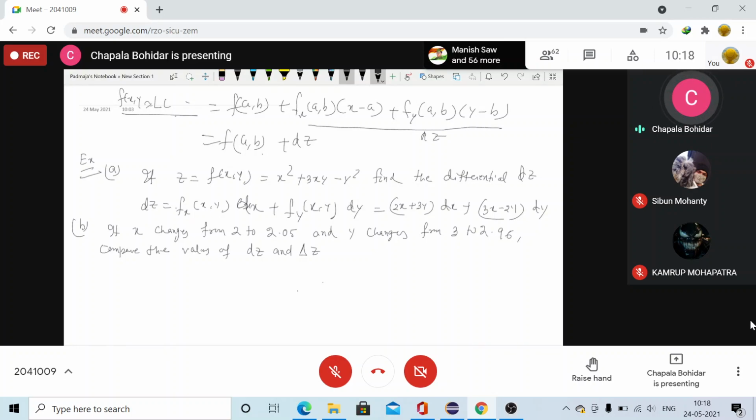So what is the value of dx and what is the value of dy? It changes 2 to 2.05 and it changes 3 to 2.96. 0.05 is dx. Yes. So dx is equal to 0.05, dy is equal to minus 0.04.